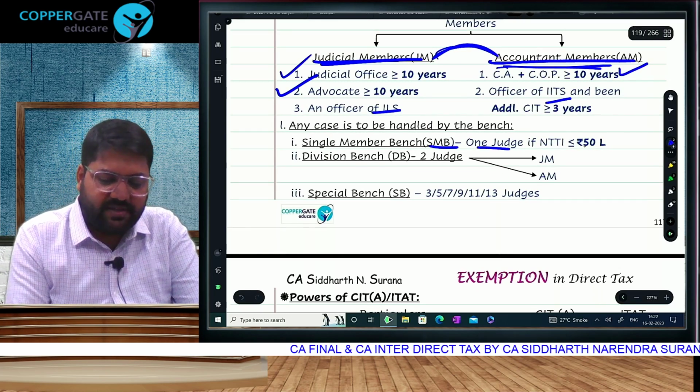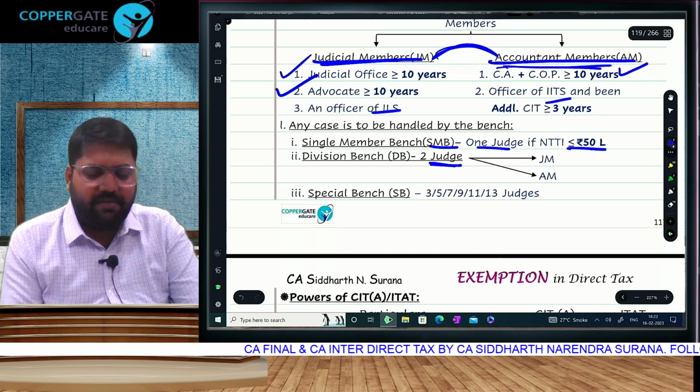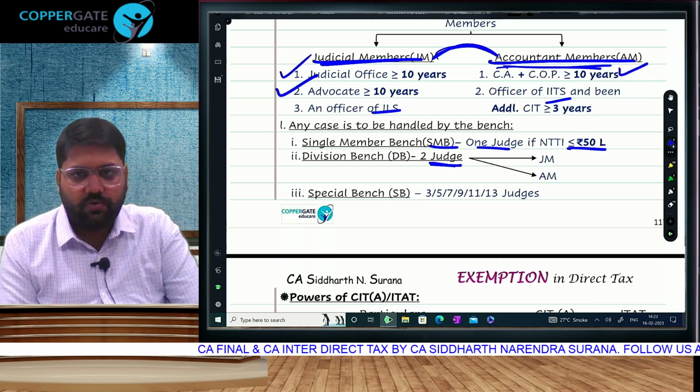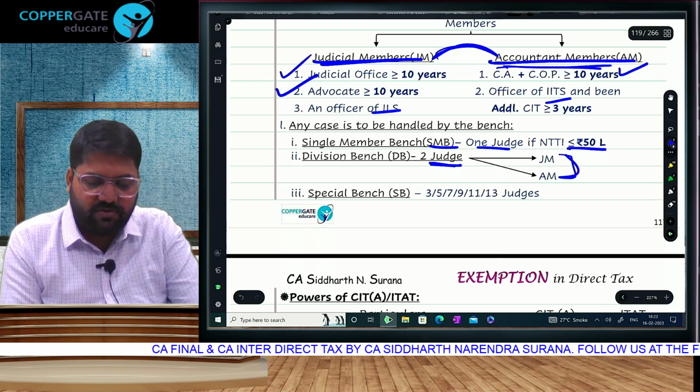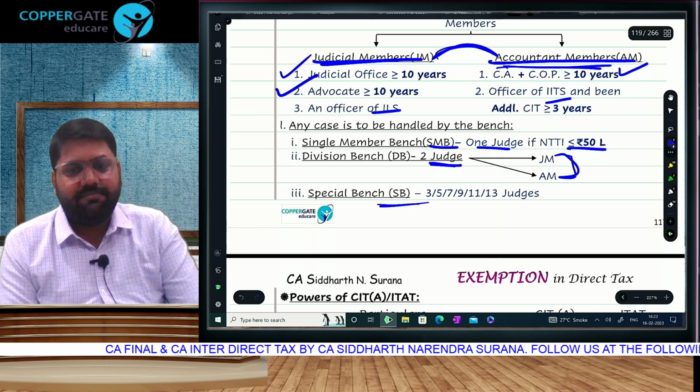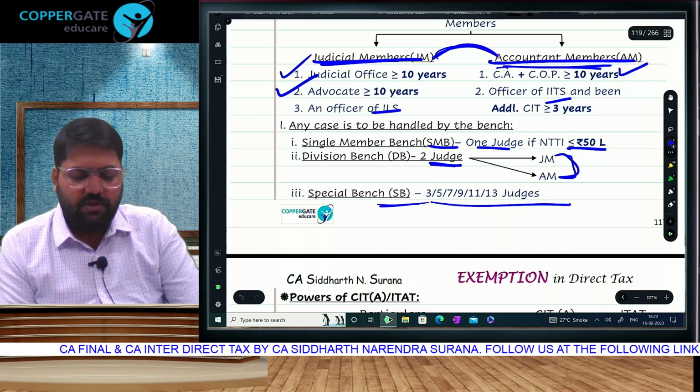Single member bench means one judge if income is up to 50 lakh. Division bench, maximum cases go to division bench where there will be two judges, one judicial and one accountant member. Sometimes there can be a special bench of these many judges also.